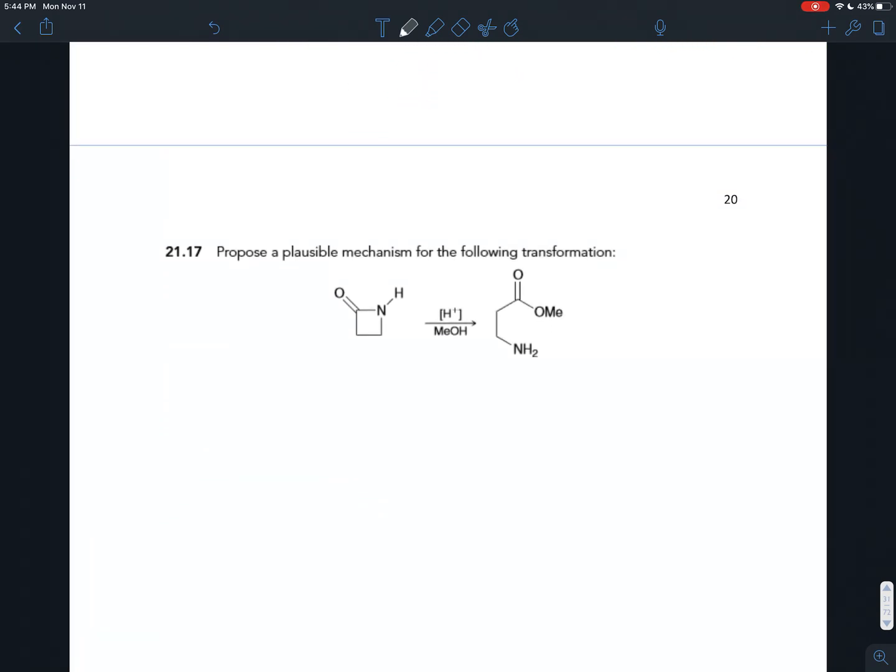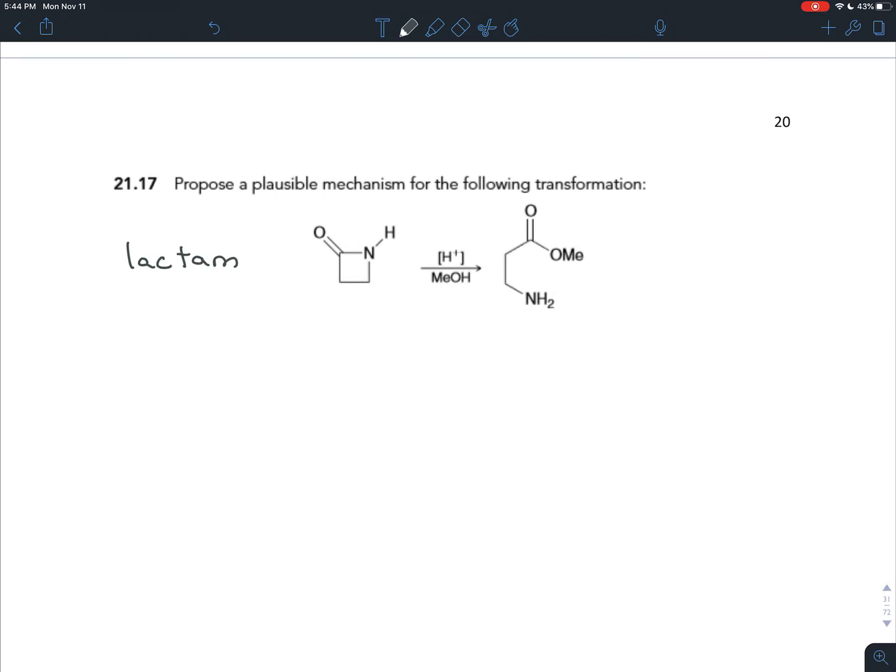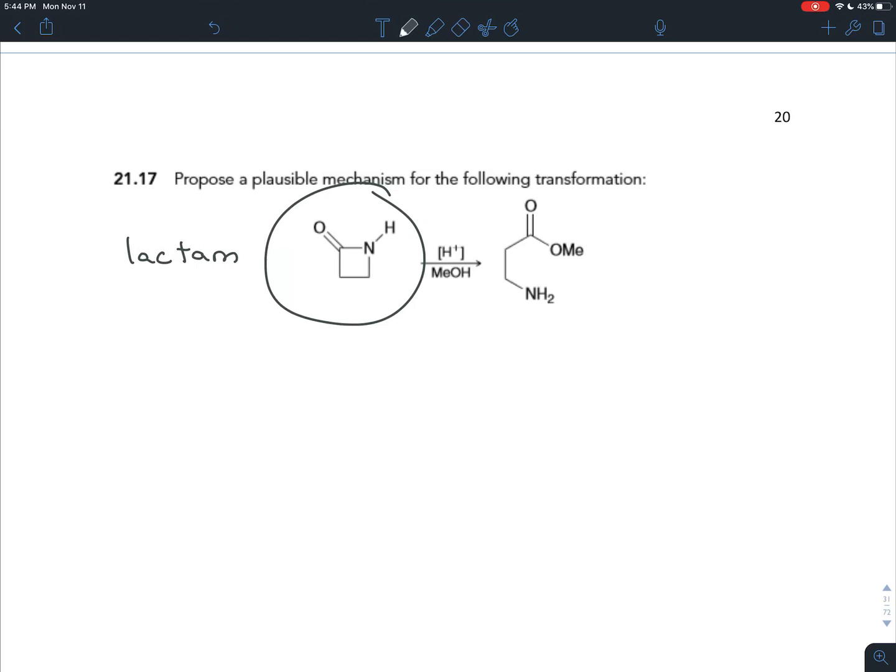If you have an amide in a ring, so here we have a carbon double bonded to an oxygen with an amine on one side, if you have that in a ring, that's called a lactam. Now, if you have it in this specific structure where it's in a four-membered ring, this shows up in a lot of antibiotics. They're called beta-lactam antibiotics.